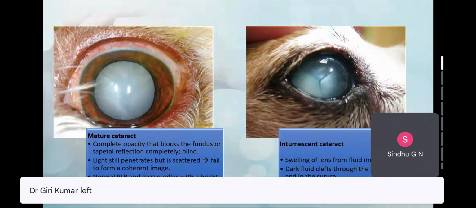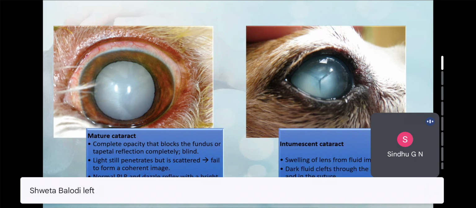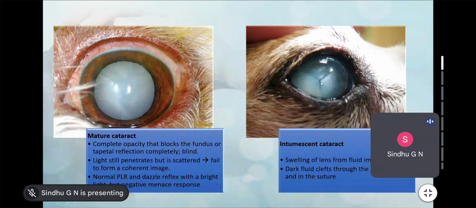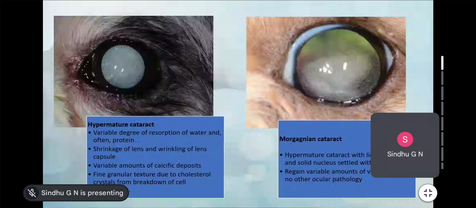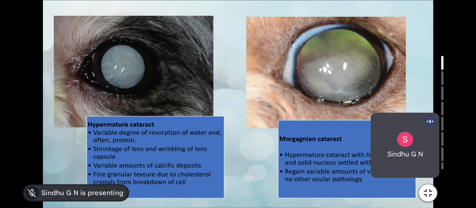So then comes the intumescent cataract, where the lens material gets swelled up, forming water clouds. After swelling, it starts breaking and so forming water clouds in between. This is the intumescent cataract, very common in diabetic cataracts. Then the next stage is the hypermature cataract, where the resorption of water starts. So it swelled up, then the water started getting resorbed. So there will be shrinkage of the cortex, and there will be calcified deposits on the cortex, and this granular texture due to the shrinkage and reabsorption of water.